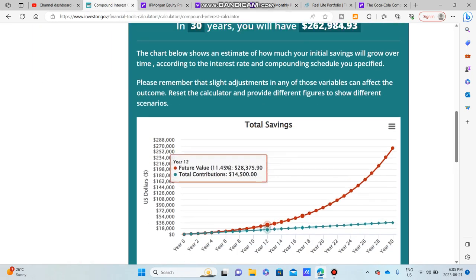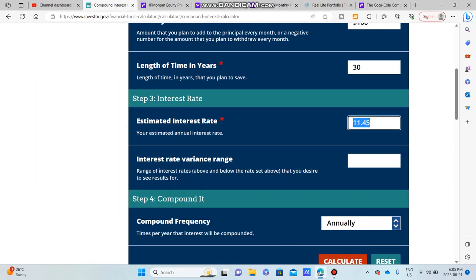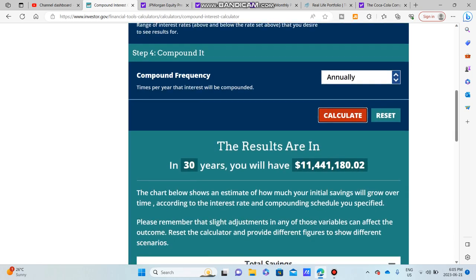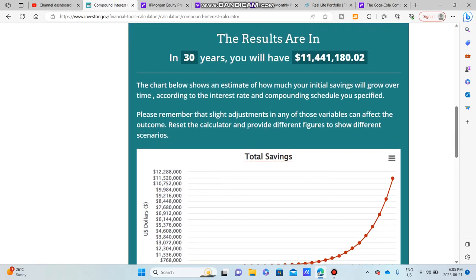So let's put that in. After 30 years, this one's going to be a big one. 30.32% dividend yield. What do we got? We got 11 million from just investing $100 every single month.